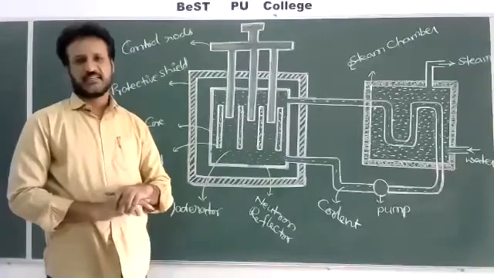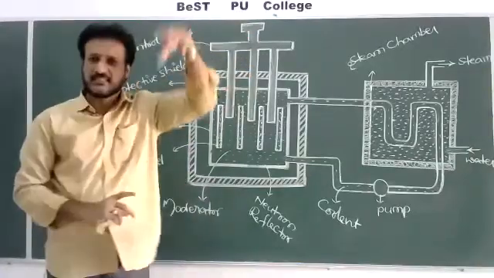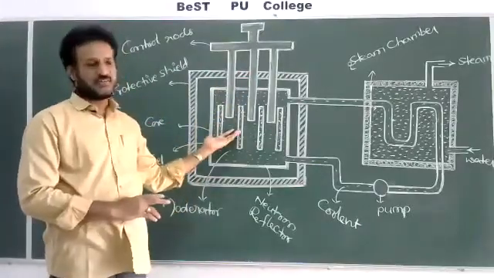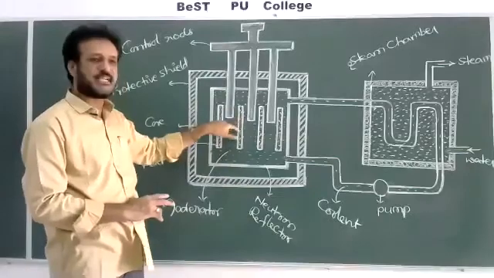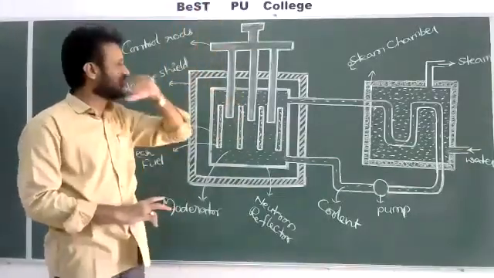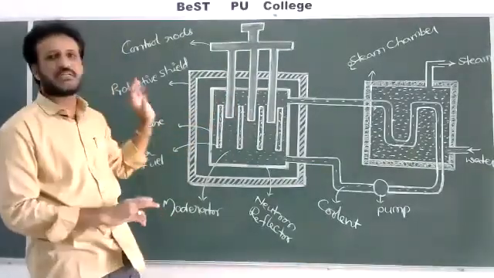That's very important. Whenever you want to stop the reaction, we can push the control rods inside. They will capture the neutrons and the reaction will be in our control. Whenever you want to start the reaction, we can pull the rods outside. In this way we can control and conduct the nuclear chain reaction. That is the main purpose of the nuclear reactor.